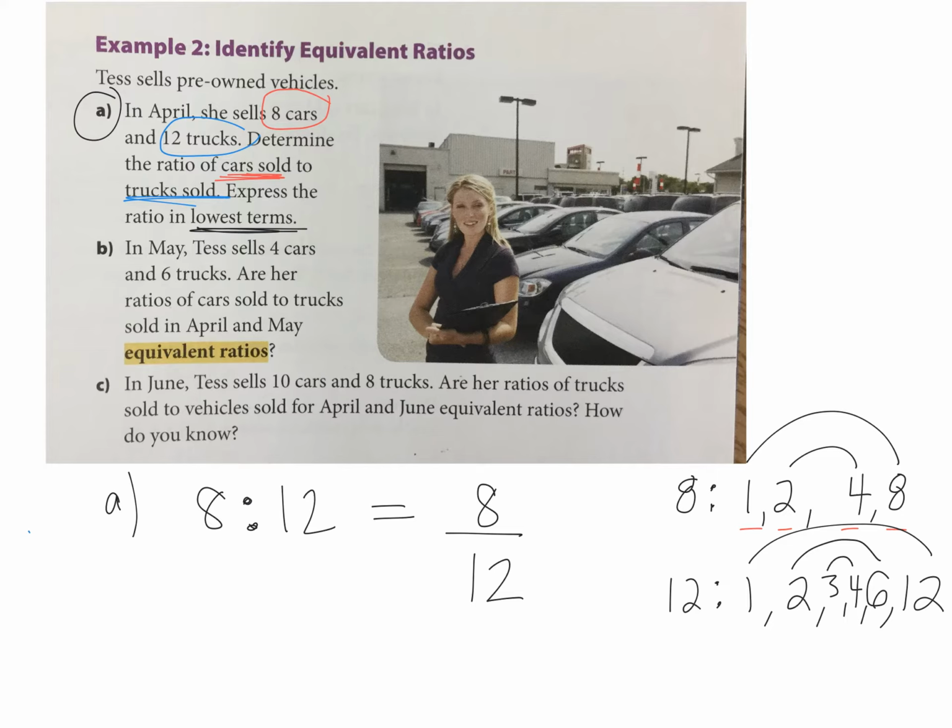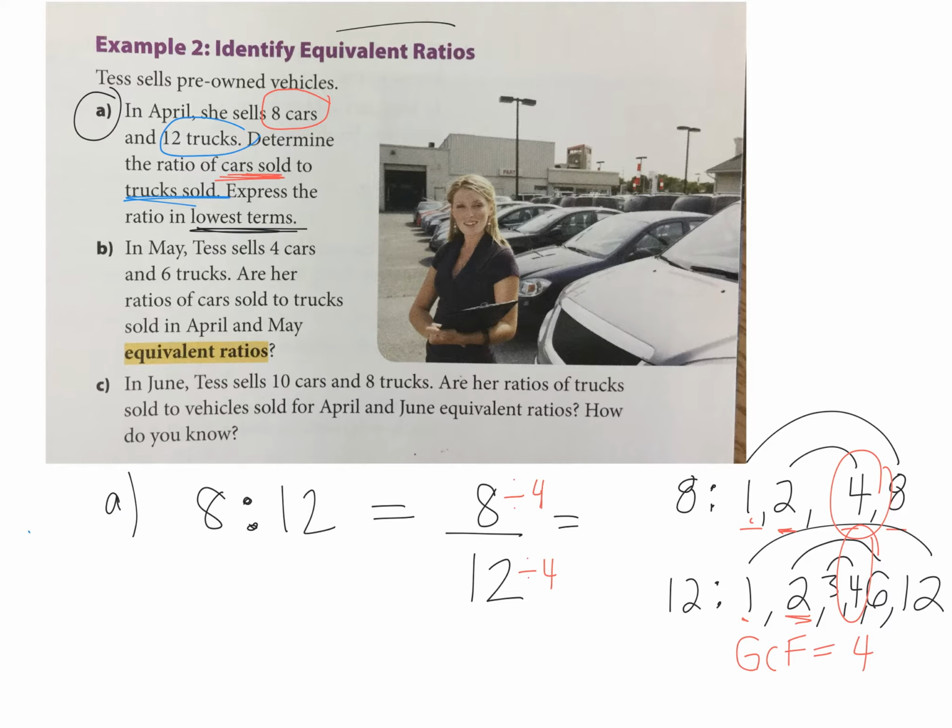What is the greatest common factor? Which number do they have in common? They have a 1 in common. They have a 2. Do they have a 3? Nope. Do they have a 4? Yes. Do they have 6, 8, or 12? No. So the greatest common factor equals 4. That means I can divide 8 by 4, and I can divide 12 by 4.